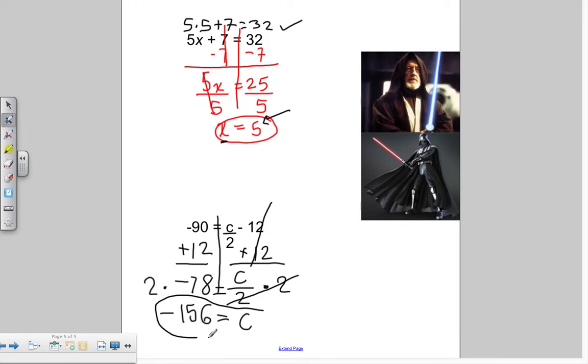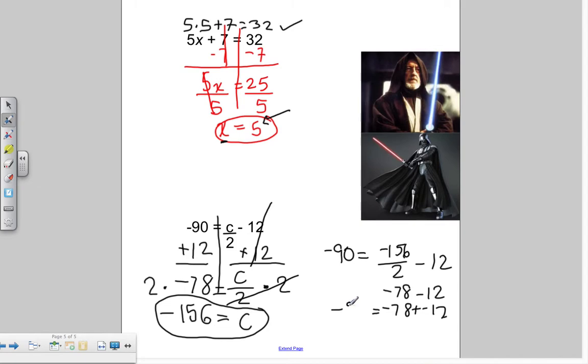Okay? And then you can always go ahead and check it, and you say, okay, if I have negative 90 on this side equals negative 156 divided by 2 minus 12. So if I knew negative 156 divided by 2 in a calculator, I would get negative 78. Negative 78 minus 12 is the same as negative 78 plus negative 12, which indeed equals negative 90, so it works out. Now, this one was definitely harder.